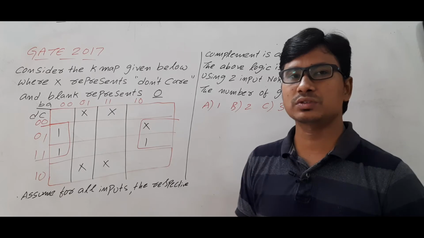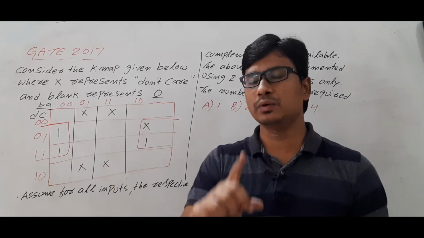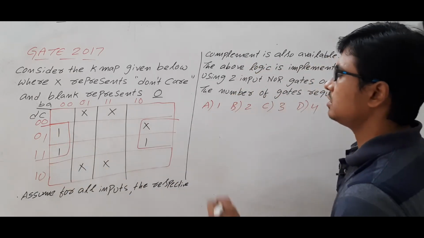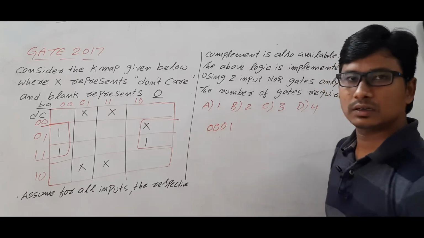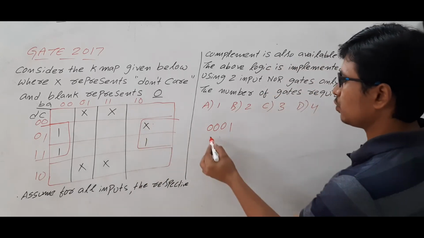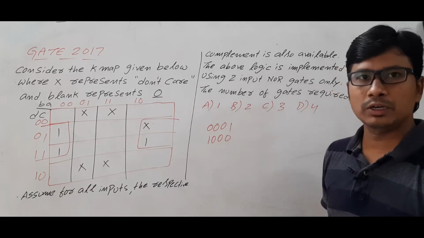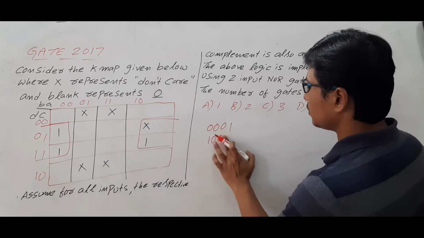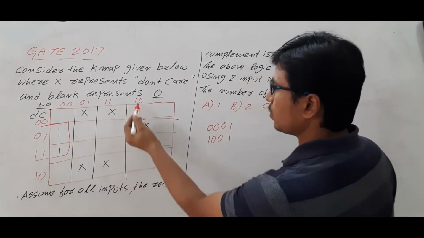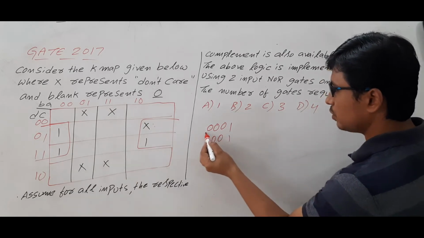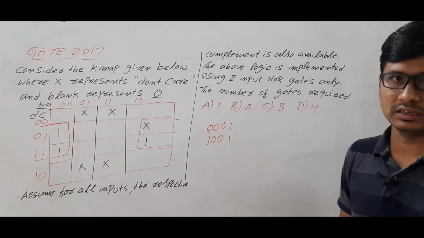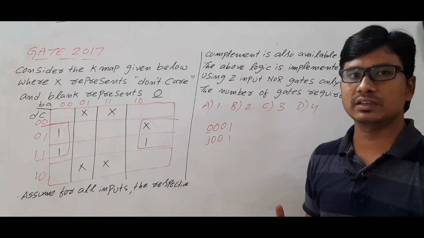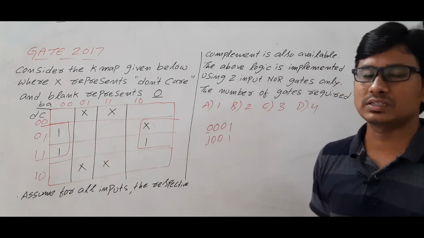When can I say that two cells are adjacent? If they vary by only a single bit. If you want to verify, you can verify. What is this bit position? 0, 0, 0, 1. And what is this position? 1, 0, 0, 0. How many bits are varied? Now this one, 1, 0, 0, 1. How many bits are varied? Only this bit is varied. So they are adjacent. Adjacent here means that they should differ by only one single bit.